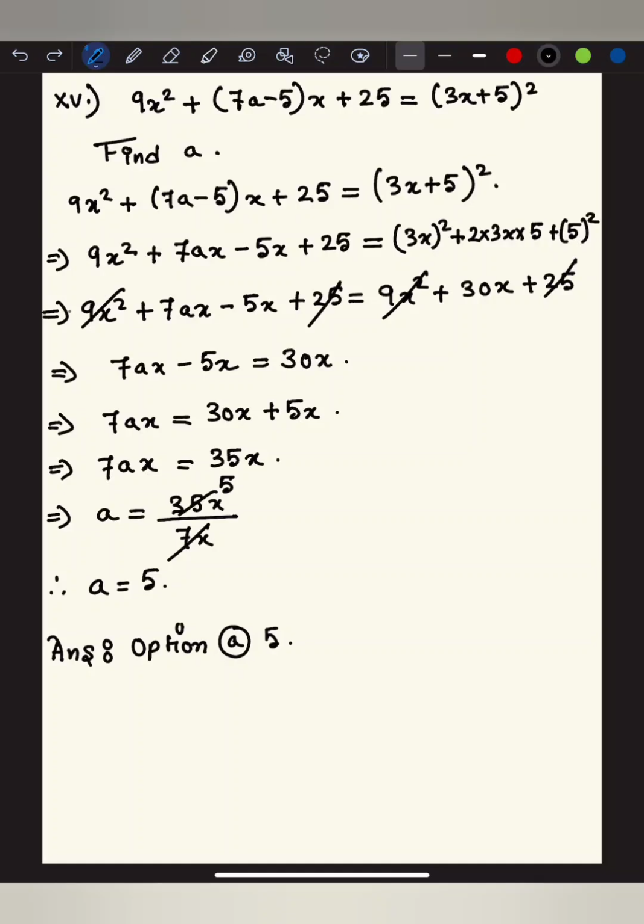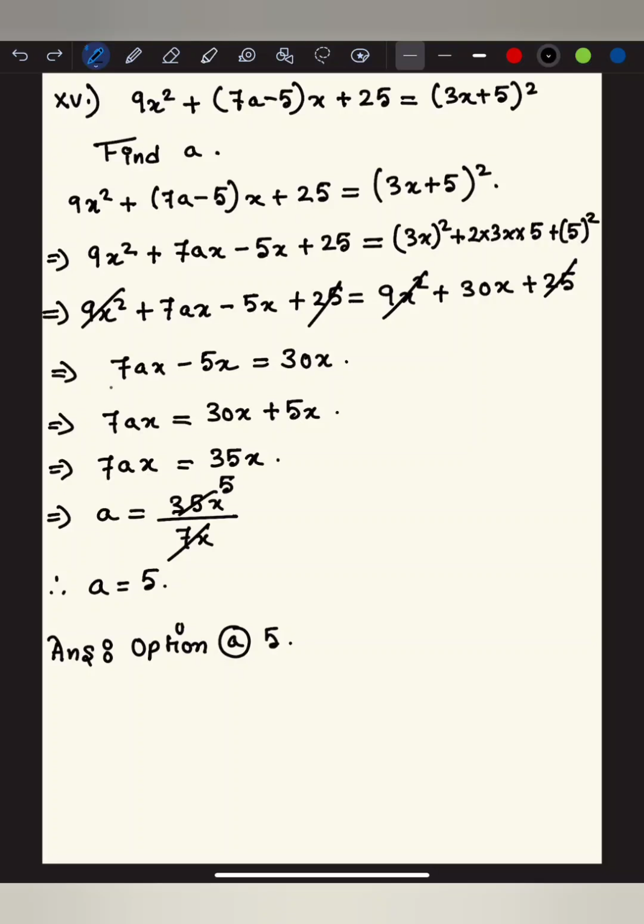Okay, which implies 9x square plus 7ax minus 5x plus 25 is equal to 9x square plus 2 into 3 is 6, 6 into 5 is 30, 30 into x is 30x, plus 5 square is 25. So 9x square and 9x square get cancelled out. This 25 gets cancelled out.